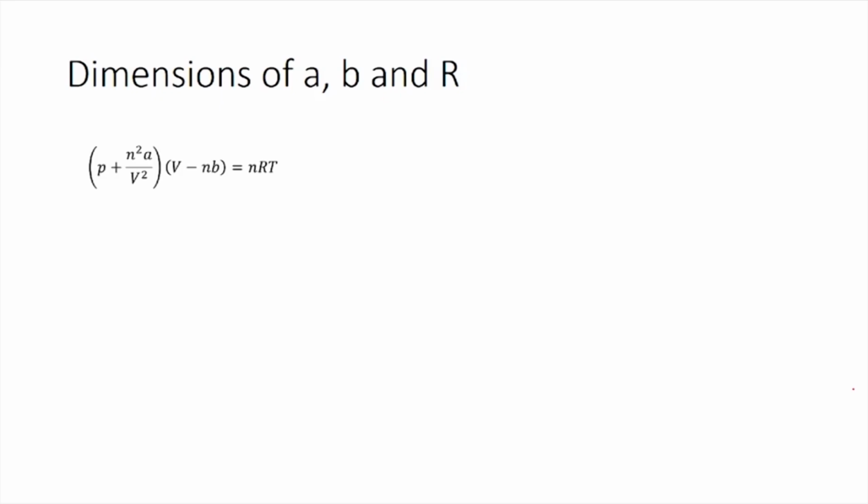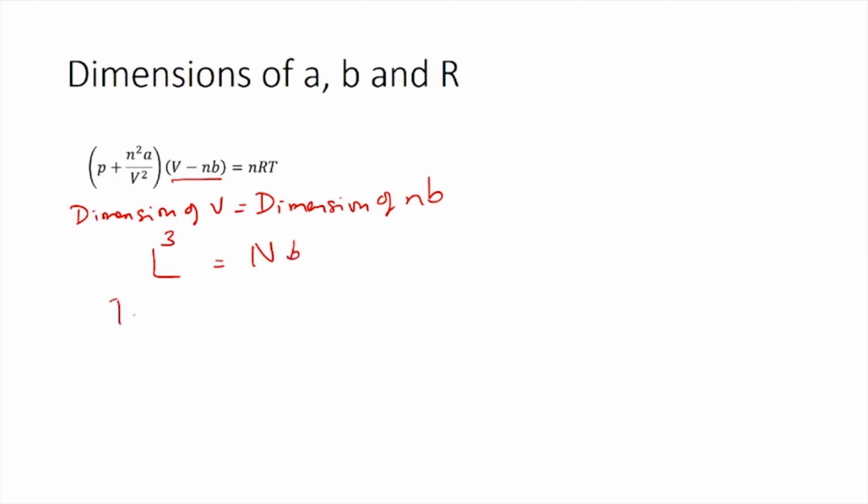Moving on to the next section, we will have to calculate the dimensions of the second constant, B. So, let us look at this equation. Based on this, the dimensions of V, which is volume, should be the same as the dimensions of the term nB. So, the dimensions for volume is L cube and the dimensions for n, which is amount of substance, is N. So, which means the dimensions of B would be L cube N minus 1.